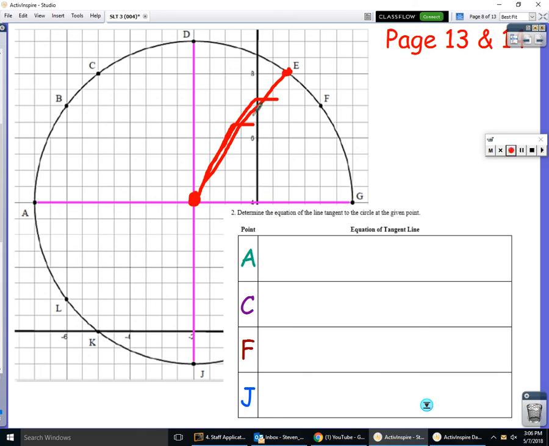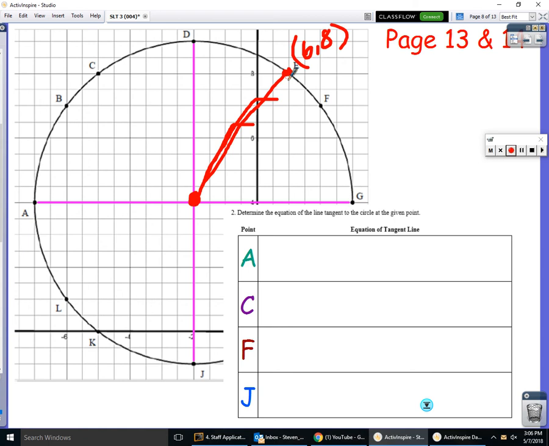So let's just go ahead and assume, just to show you how to do this kind of problem, that this point E was 1, 2, 3, 4, 5, 6. I don't think it is, but 1, 2, 3, 4, 5, 6, 7, 8. So point E is at 6, 8. We'll just assume that for now.